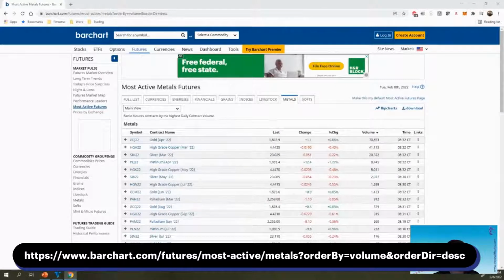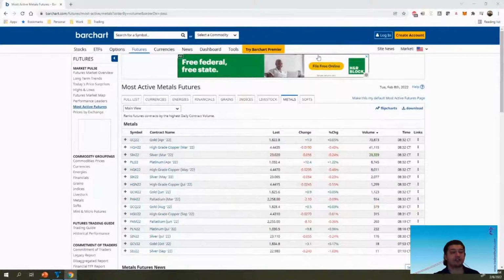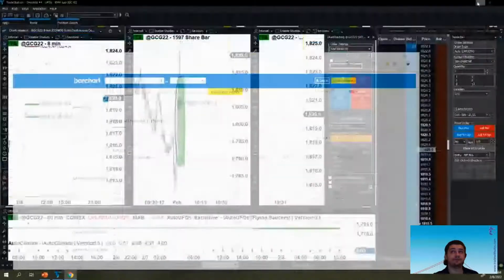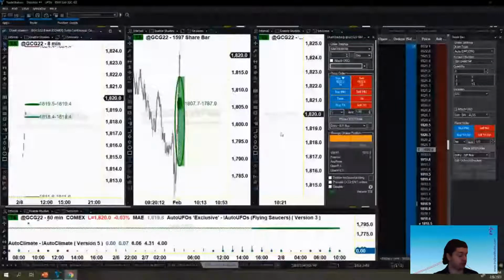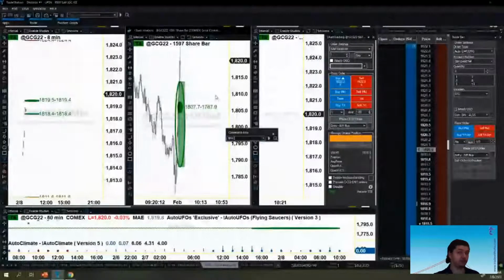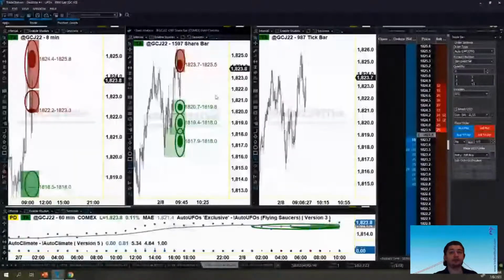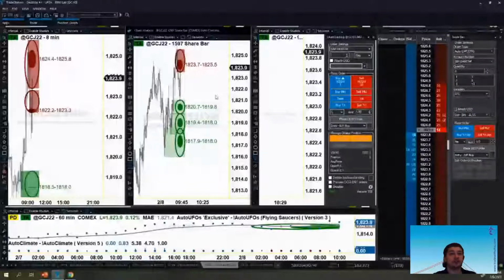And of course, you don't have to use the metal stuff. You can just use it / most active and it'll take you to the full list. All right, so let's go to GCJ22. Confirmed up climate. Oof, quite a few UFOs there, and it looks like we may have missed this 21.